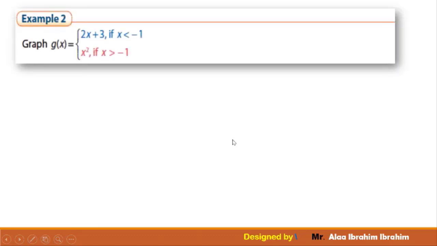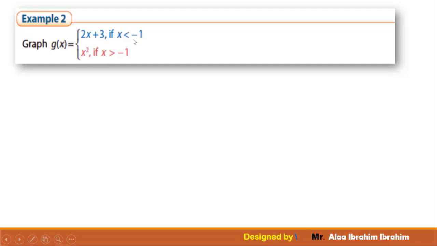Example 2. Graph g of x: 2x plus 3 if x is less than negative 1, and x squared if x is greater than negative 1. This is also a piecewise function because it has two parts, but here it's clear that this is a linear function and this is a quadratic function because it's second degree, right?